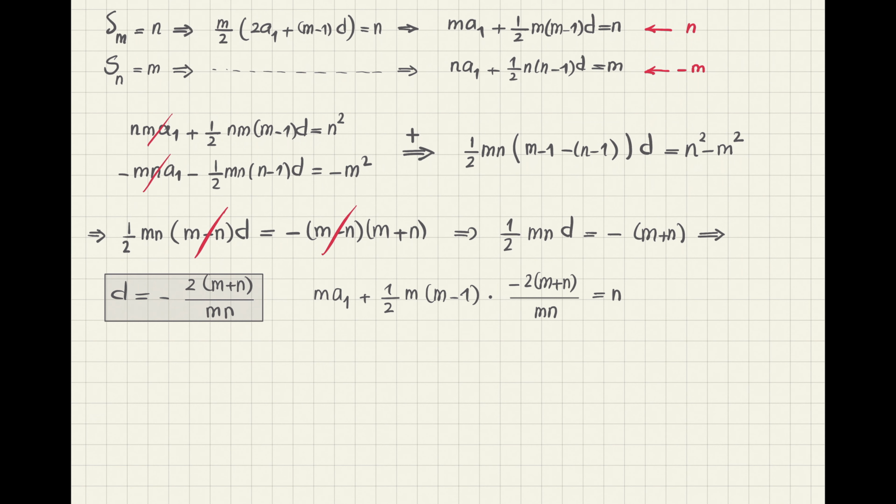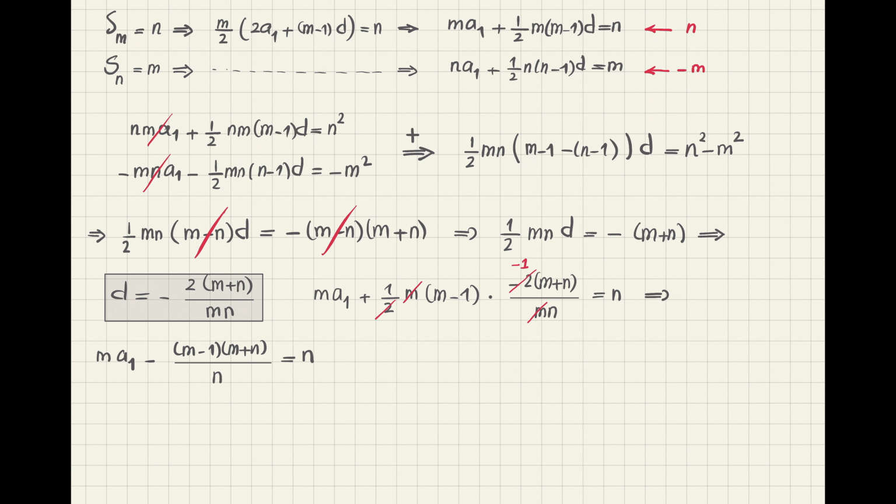Okay, and then what you see, this m in the denominator will cancel that m, and these 2, minus 2 and 2, are cancelled, so what is left for me here is a negative 1. So it becomes m a1, let me start from here. So it becomes m a1, and then I will have a negative sign, m minus 1 times m plus n divided by n. And on the right hand side I will have n. Double check. Yes, everything is okay.